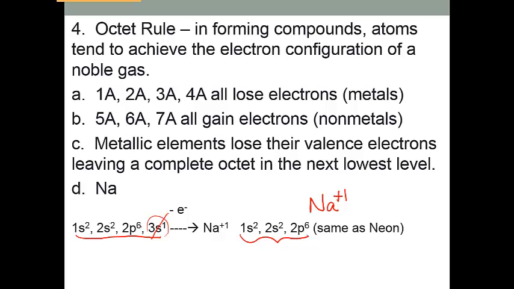So again, we're trying to be like a noble gas because the noble gases are stable. And there's our octet, octet meaning 8. So here's our 6 and our 2. So we have 8 electrons in that second energy level to make sodium stable.